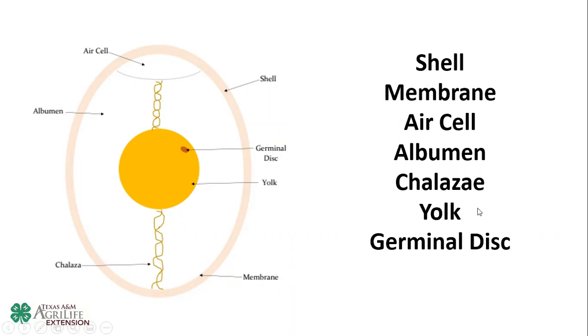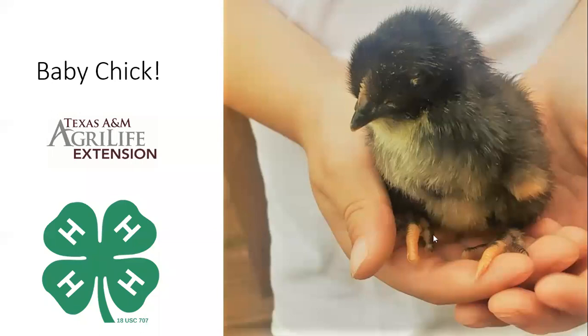And the yolk is full of nutritious vitamins and minerals that the embryo needs to develop. And then finally we have the germinal disc, which is the very start of our embryo. And after 21 days of being in an incubator, we have a baby chick.